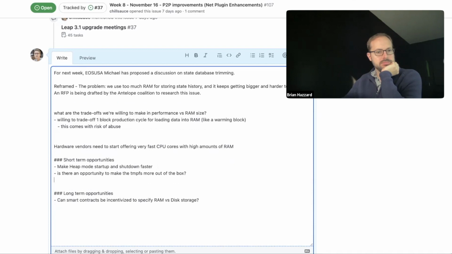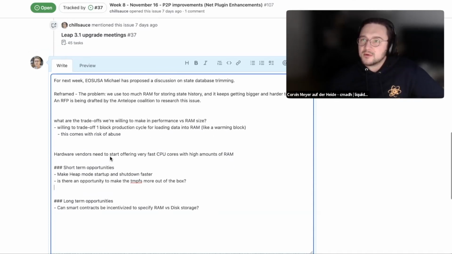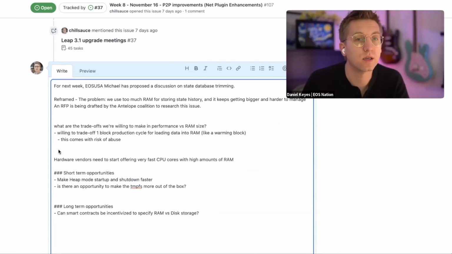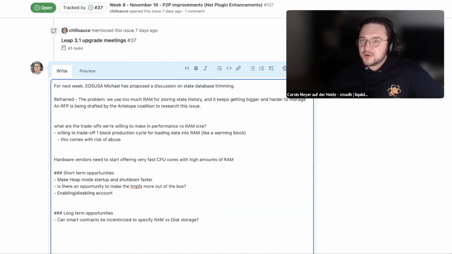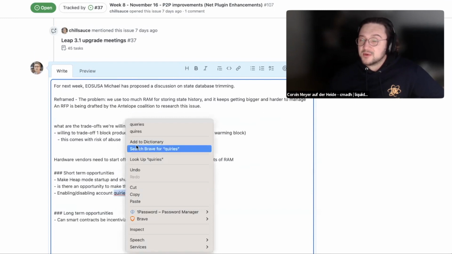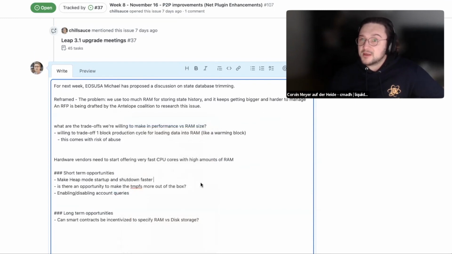Enabling, disabling account queries also plays a role on the overall amount of RAM consumption or not. Say that, enabling and disabling account queries? Account queries, yeah. Because they are loaded into RAM or not. So typically on a producer node you will not enable account queries. On an API node you will. So the consumption on an API node is a little higher, especially with WAX where we have millions of accounts.